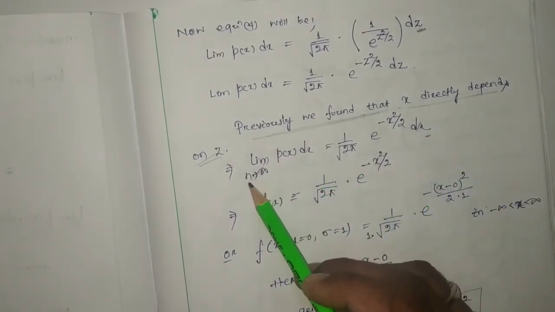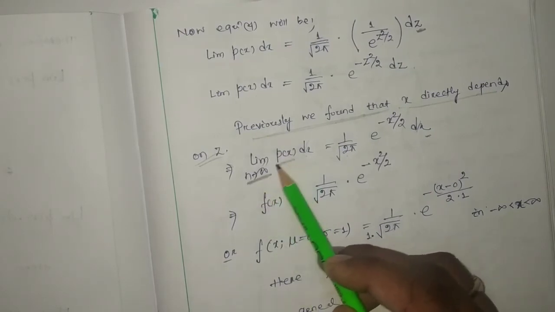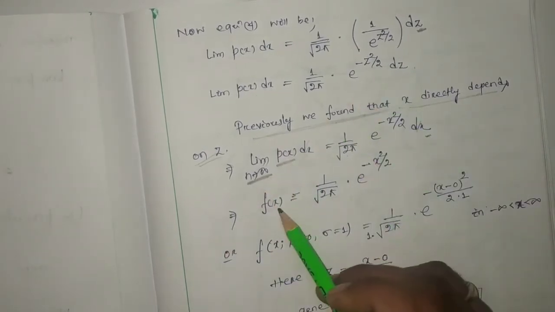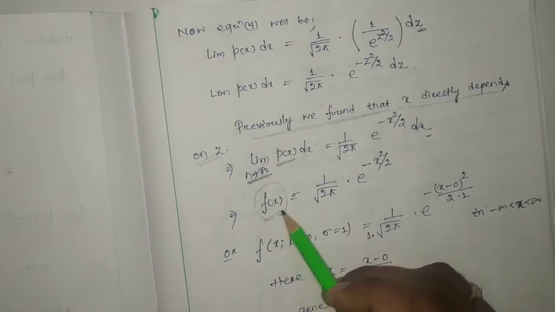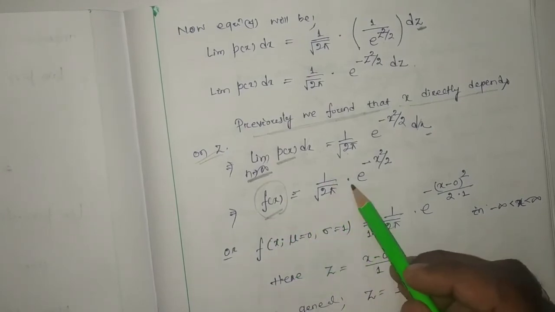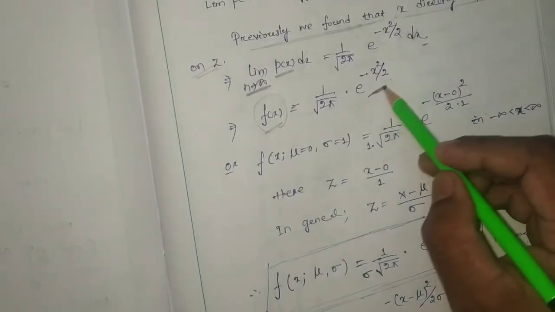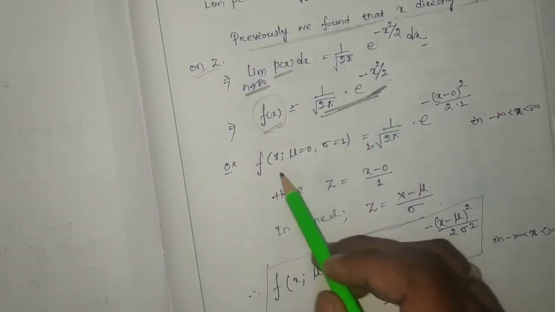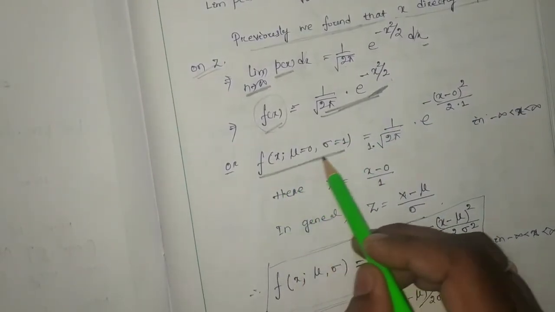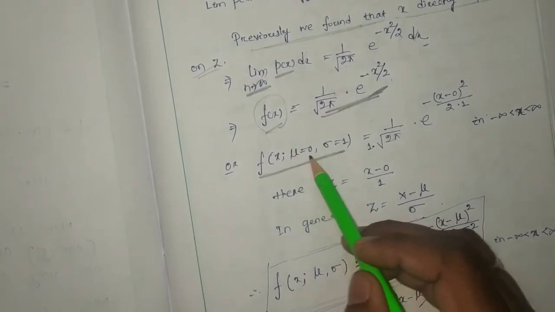Whenever n tends to infinity, the pmf will be called the pdf. So fx will be equal to 1 by root over 2 pi into e to the minus x square by 2. So what is this? This is nothing but the pdf of the normal distribution having mu equal to 0, sigma equal to 1.